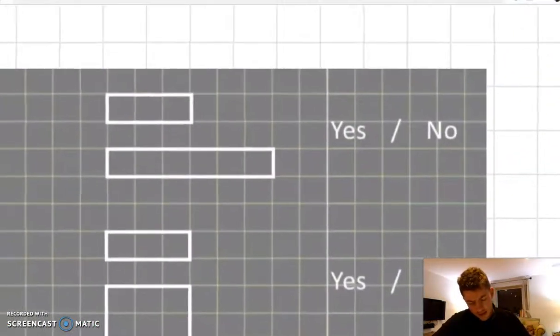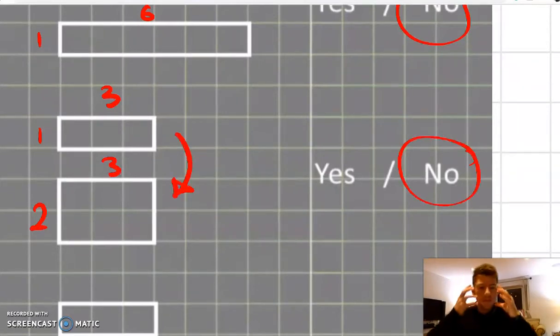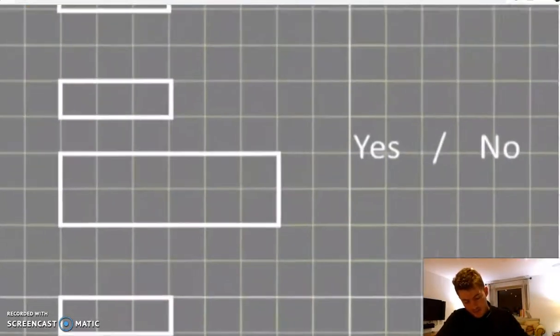Let's look at these shapes now. Fly through these. Height of 1, height of 1. This is a width of 3, and this is a width of 6. Are they similar? No. Height of 1, width of 3, height of 2, width of 3. No, they're not similar because there's no constant scale factor here. So a big no here.